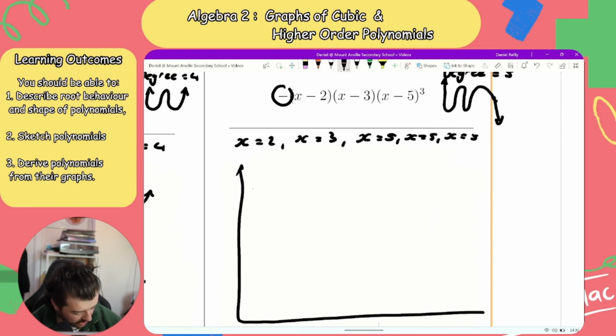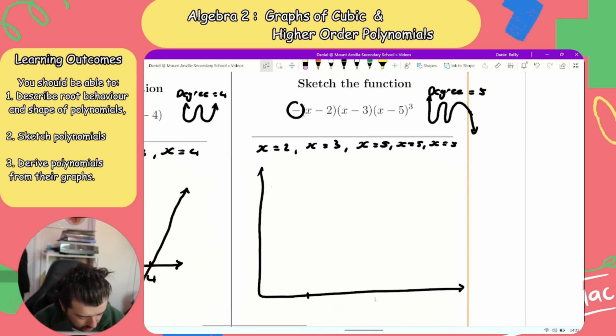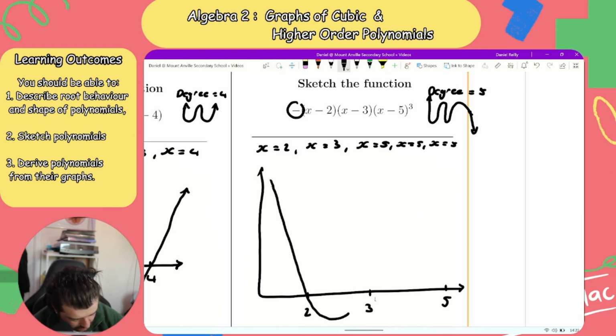Again, we're just sketching. I'm going to say that's 2, that's 3, this is 5, right? So I'm going to be starting from the top here. I'm going through x is 2. I'm going through x is 3. Then I'm coming back down now. I have an odd multiplicity at x equals 5.